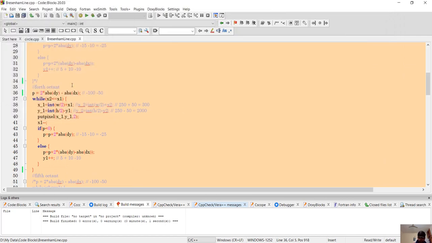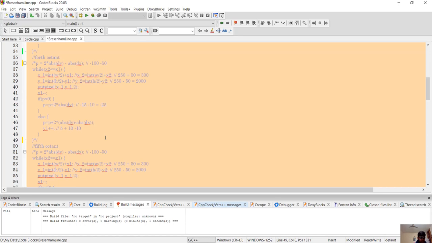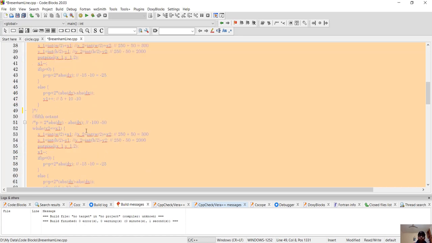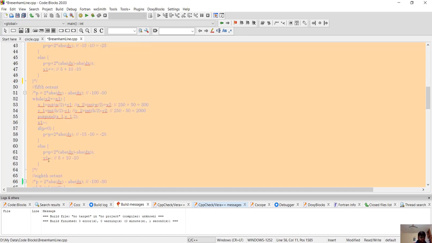Now the fifth octant. All the octants will have the comment like this, front slash asterisk and asterisk front slash. The fifth octant will work like our first octant and our fourth octant. So dy is first, and x is negative and y is also negative. Let me show you.